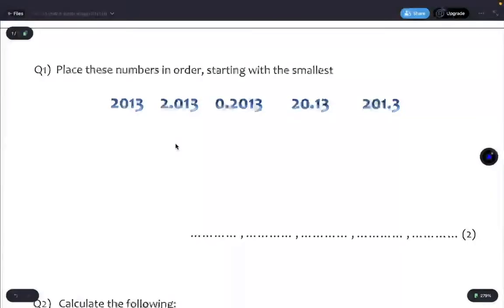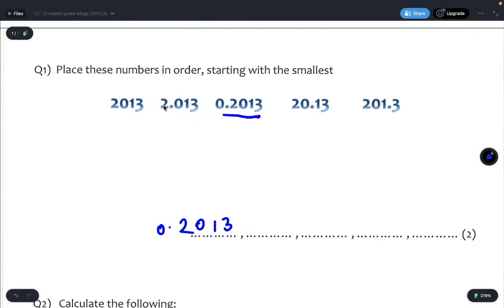So place these numbers in order starting with the smallest. We've got, ignoring the decimal places, 2013, 2, 0, 20, and 201. This alone is enough to order them because the smallest number before the decimal point is 0. So that must be the smallest: 0.2013. This must be the smallest.